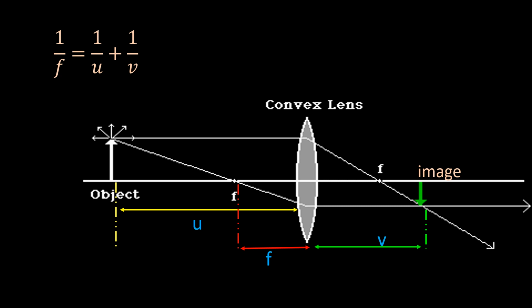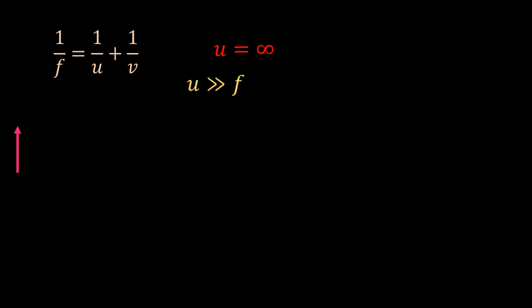When an object is placed too far from the lens, like here for example, we say that the object is at infinity. That is, u is equal to infinity. Infinity in this case simply means that u is far greater than the focal length f. Putting u equal to infinity in the equation yields 1 over f equal to 1 over v, since 1 over infinity is 0, which means that v is equal to f. So, for objects at infinity, their image is formed exactly at the focal length.